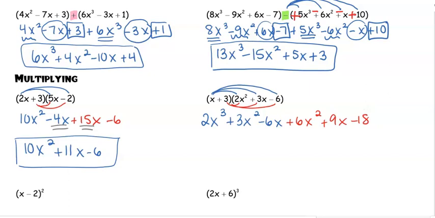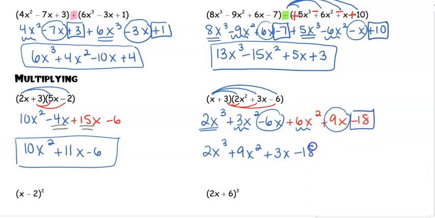Once you've distributed everything, we're back to combining like terms. Highest exponent first, only one of those pieces. I've got x squared terms I've got to put together to get 9x squared. Negative 6x and a positive 9 is a positive 3x. And then just that one constant, minus 18.